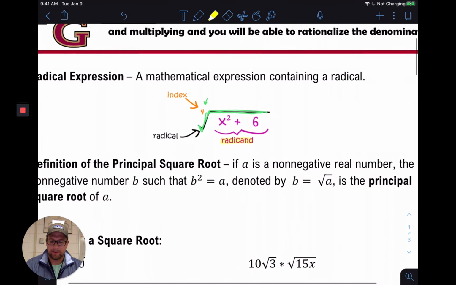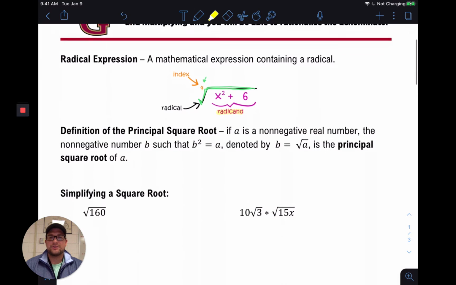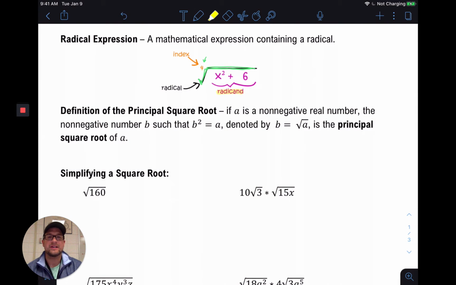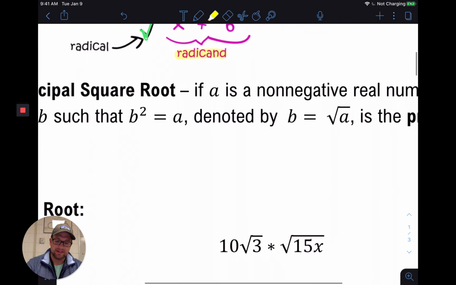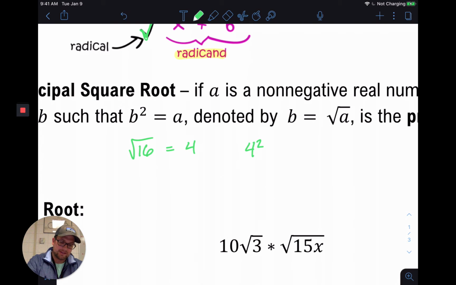So let's dive into this a little bit more. We first start out with the definition of what we call the principal square root. And what that says is that if A is a non-negative real number, the non-negative number B, such that B squared is equal to A, is denoted by B is equal to the square root of A. And that's what we call the principal square root. Basically, what this is telling us is that if we looked at the square root of 16, for example, we know the square root of 16 is 4. That's because 4 squared is equal to 16. So 4 is the principal square root of 16.